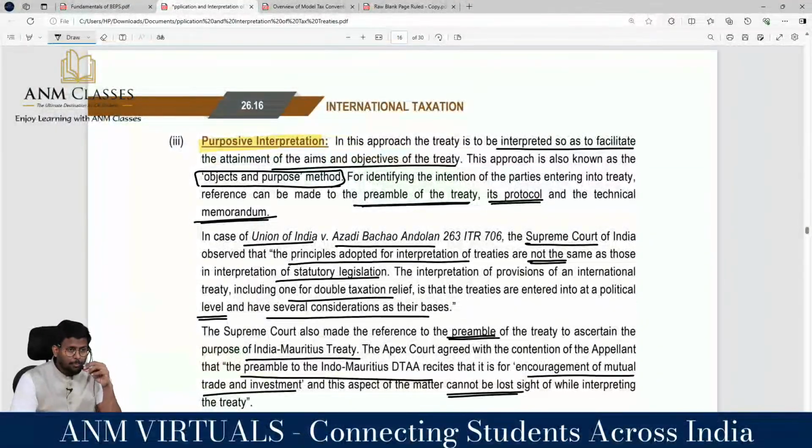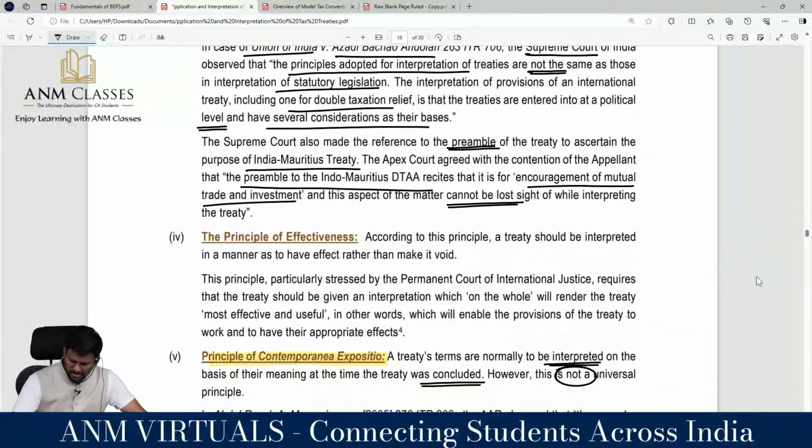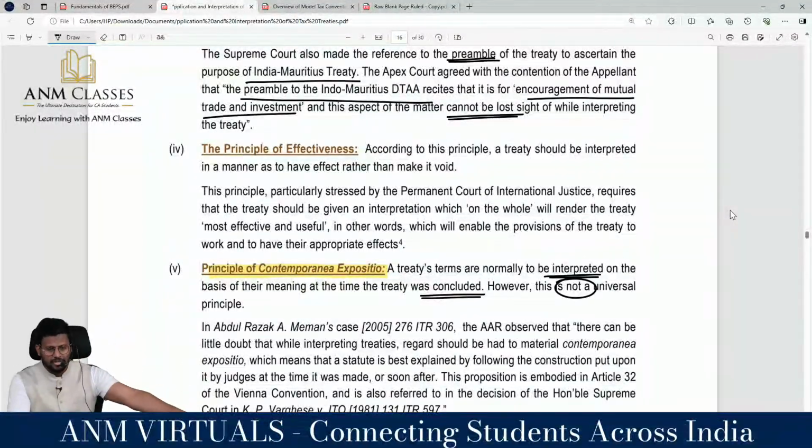Purpose, to meet the purpose. For what purpose? So basically three types of interpretation. Number one, objective interpretation; subjective interpretation. Objective interpretation means we should interpret a treaty to reach its object. Subjective interpretation means what was there in the minds of the persons when they entered into the treaty. Purposive interpretation means we should interpret a treaty to reach its object and purpose. I am coming to the next one, the principle of effectiveness.